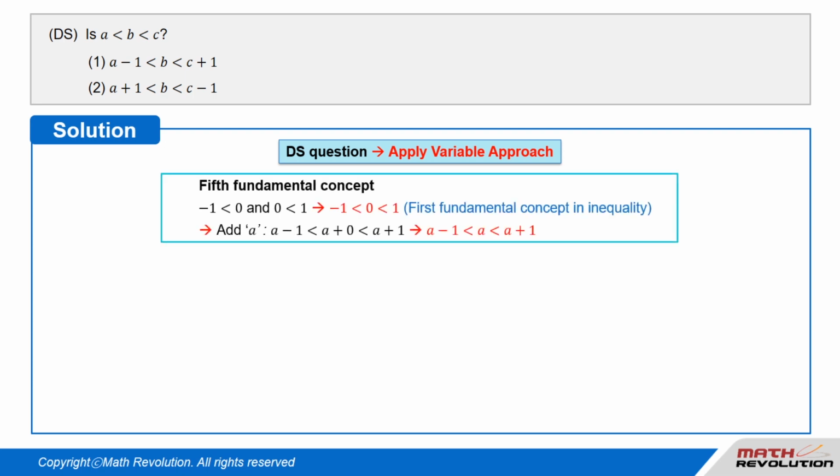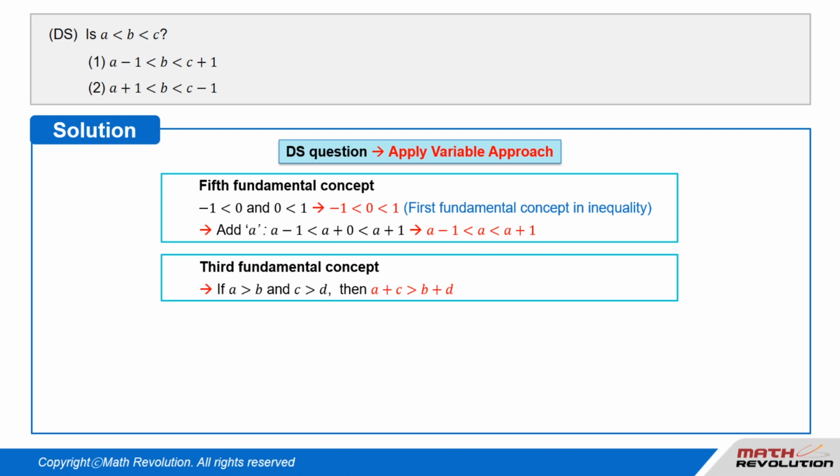The fifth fundamental concept in inequality. We know that negative 1 is less than 0 and 0 is less than 1, so we can write negative 1 is less than 0, which is less than 1, by the first fundamental concept in inequality. Now, when we add A to all, the inequality becomes A minus 1 is less than A plus 0, which is less than A plus 1. That is, A minus 1 is less than A, which is less than A plus 1.